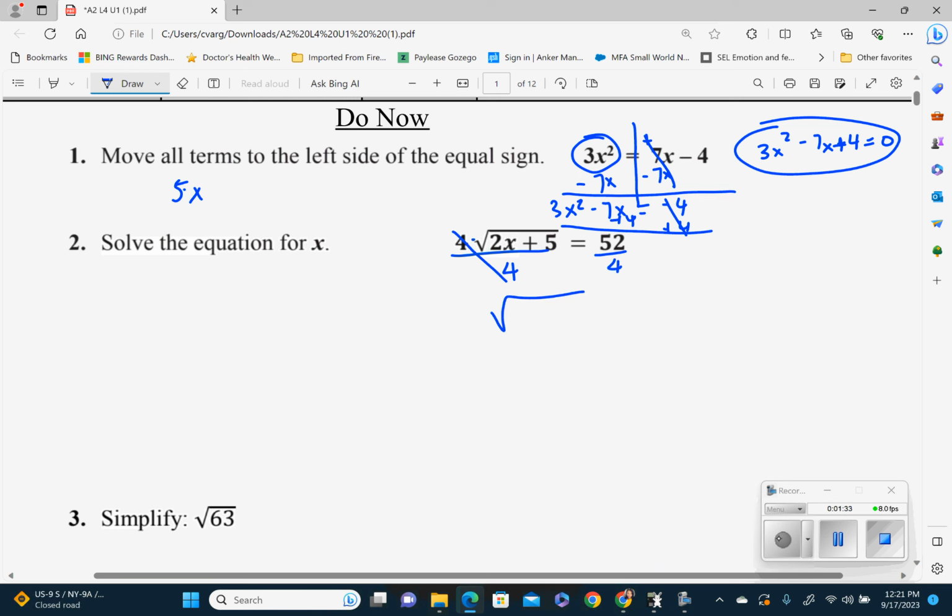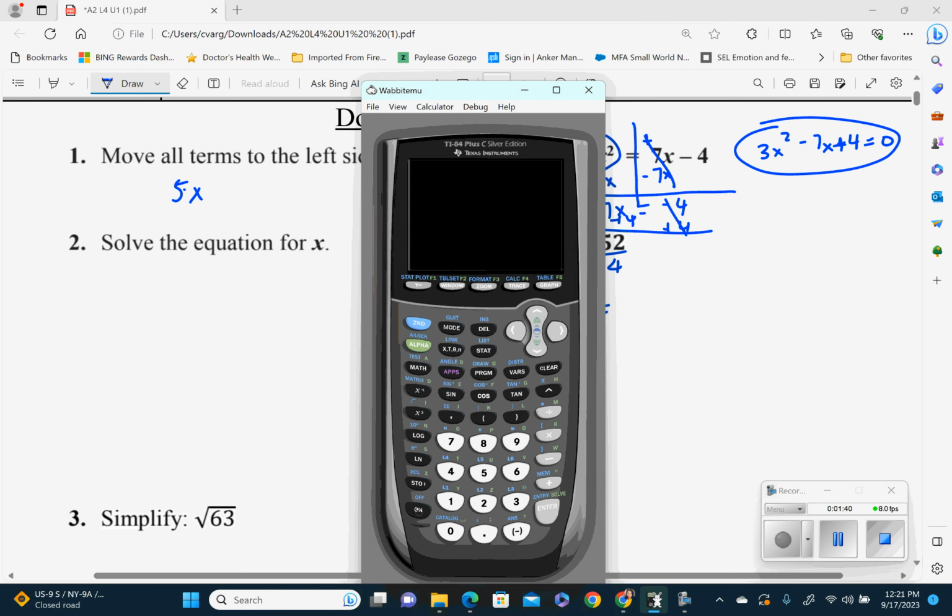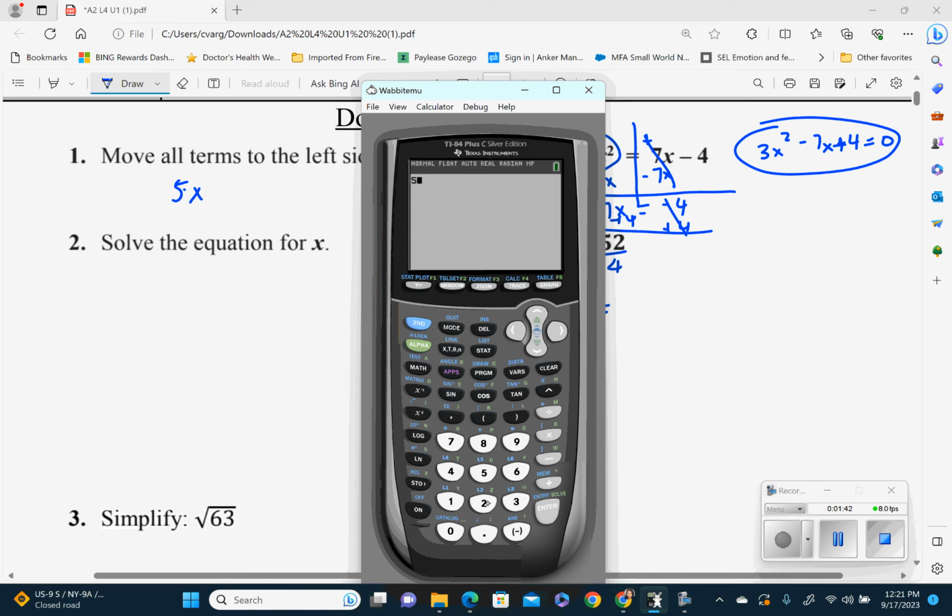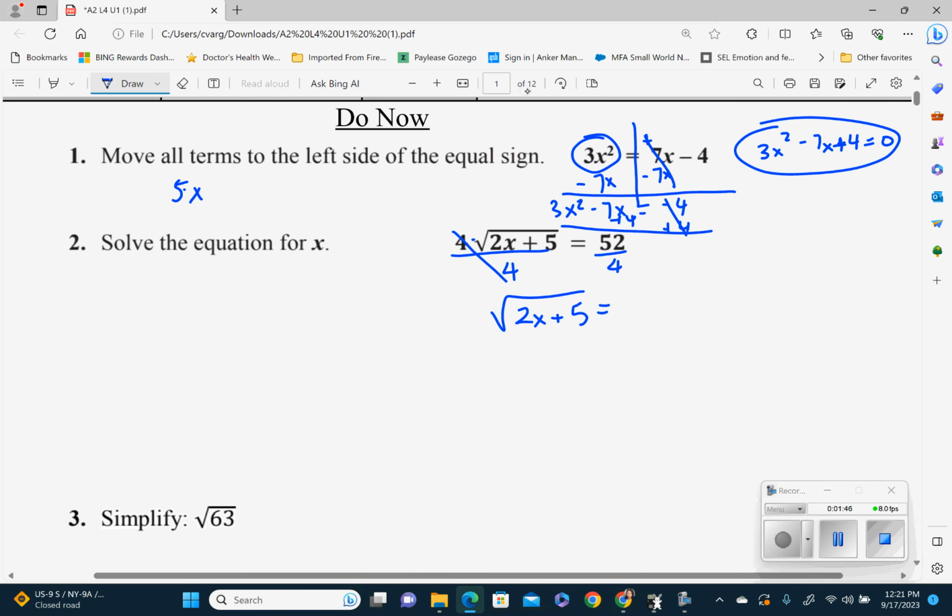So we're left with square root of 2x plus 5, and it actually does say solve, so we're going to go ahead and figure out what this is. So we're going to do 52 divided by 4, and that gives us 13, okay? So we get equals 13.